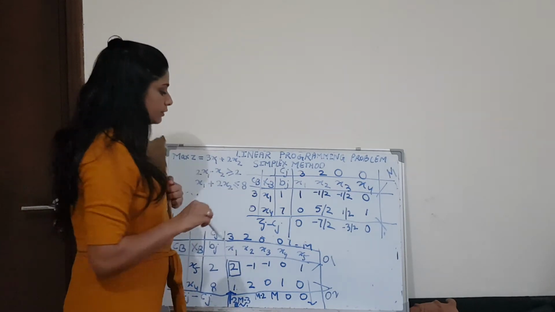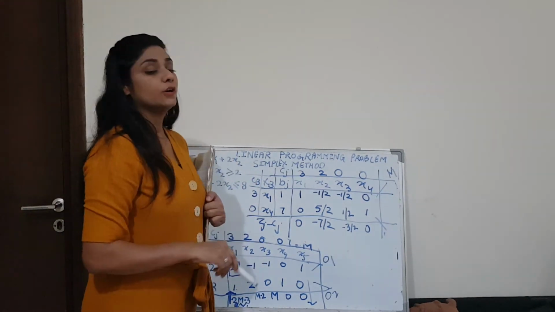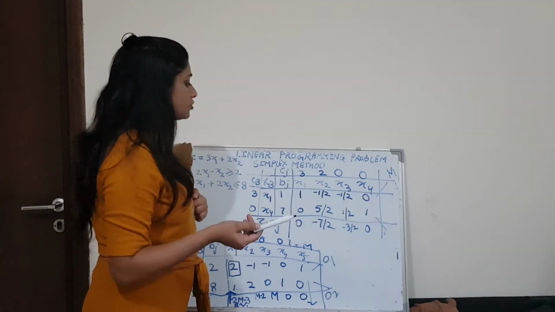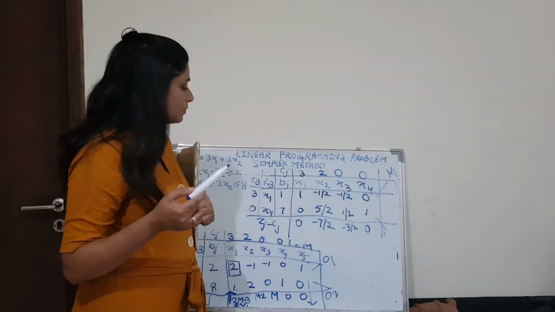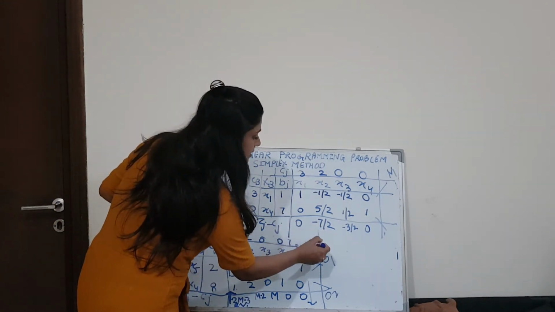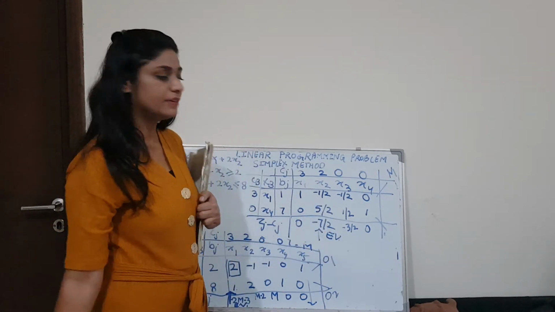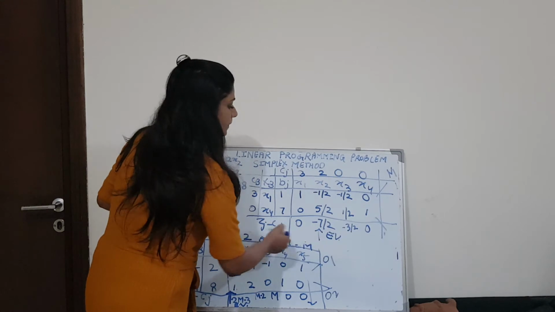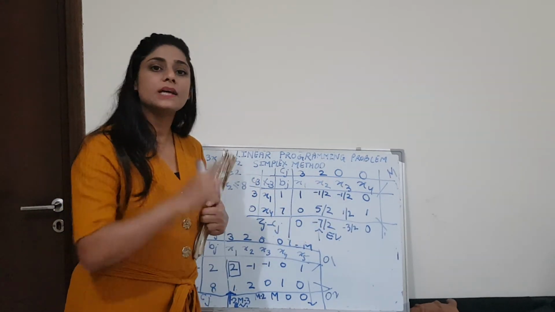Now after calculating Zj minus Cj, we will find our entering vector. The entering vector is the most negative element of Zj minus Cj. So minus 7 by 2 is the entering vector, because it is the most negative element of this row. After calculating the entering vector, we will calculate the outgoing vector.